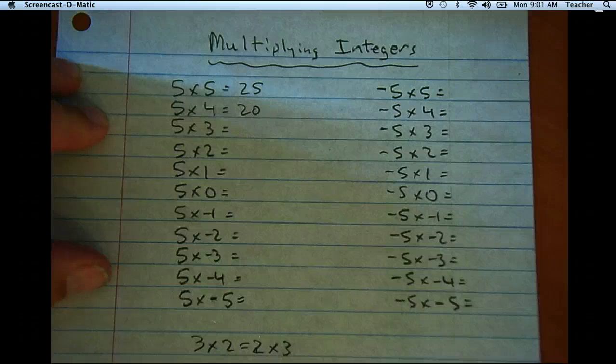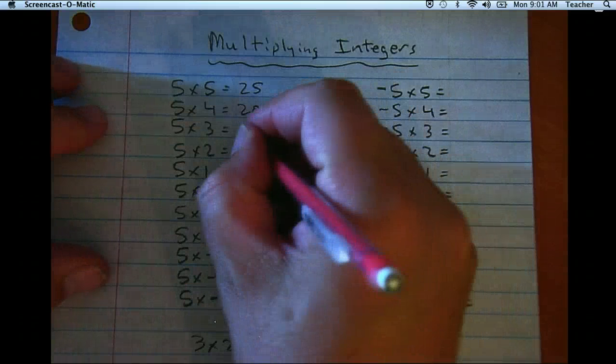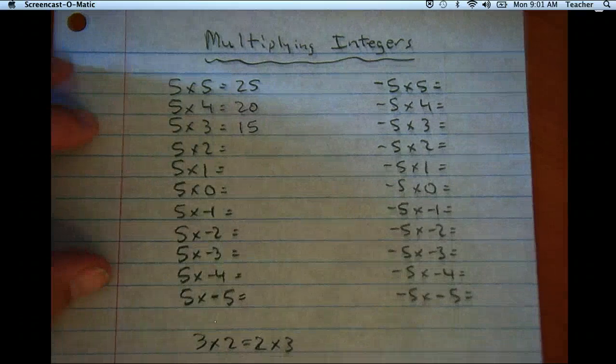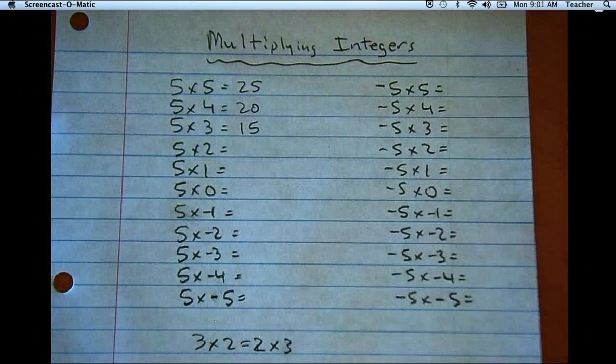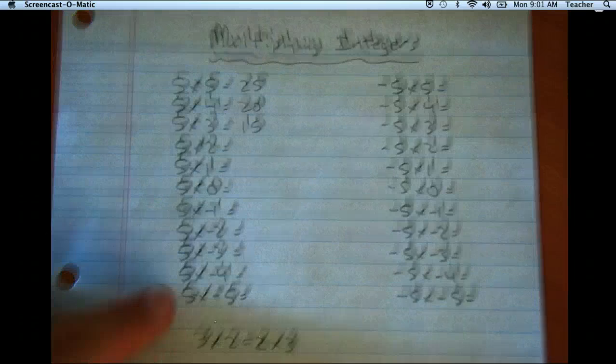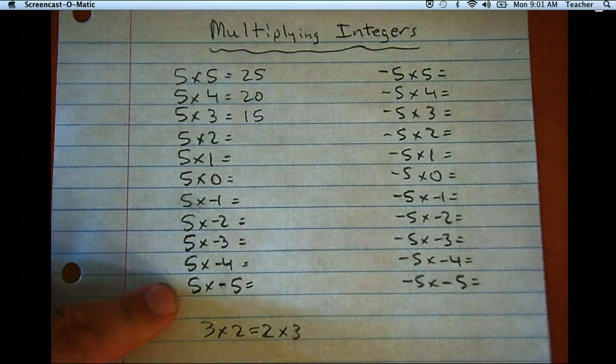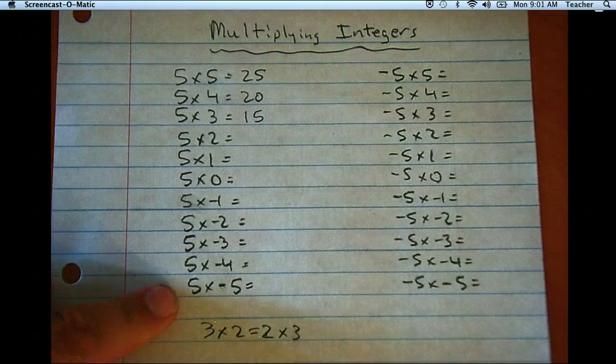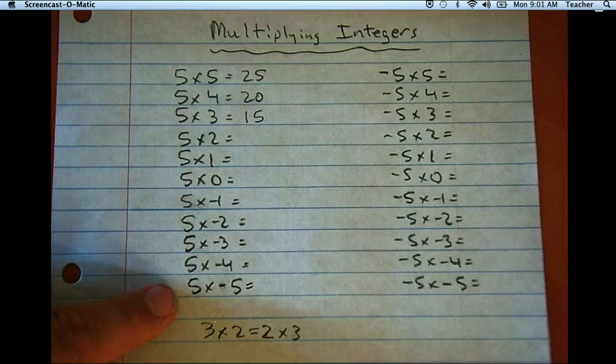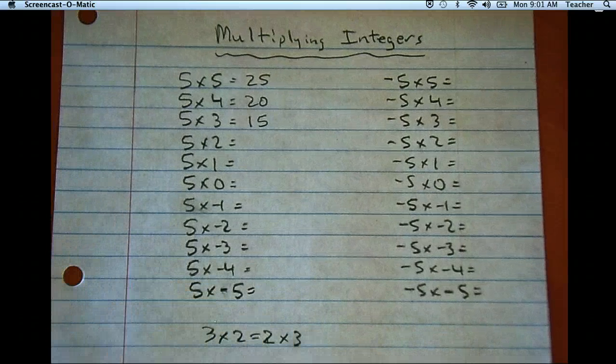And what I'd like you to do is go ahead and fill out that column, continue the pattern. 5 times 3, 15. So you go ahead and fill out that column all the way down to the 5 times negative 5. And there is a pattern there, so as you'll see as you're working these, and hopefully you'll be able to see what the pattern is.